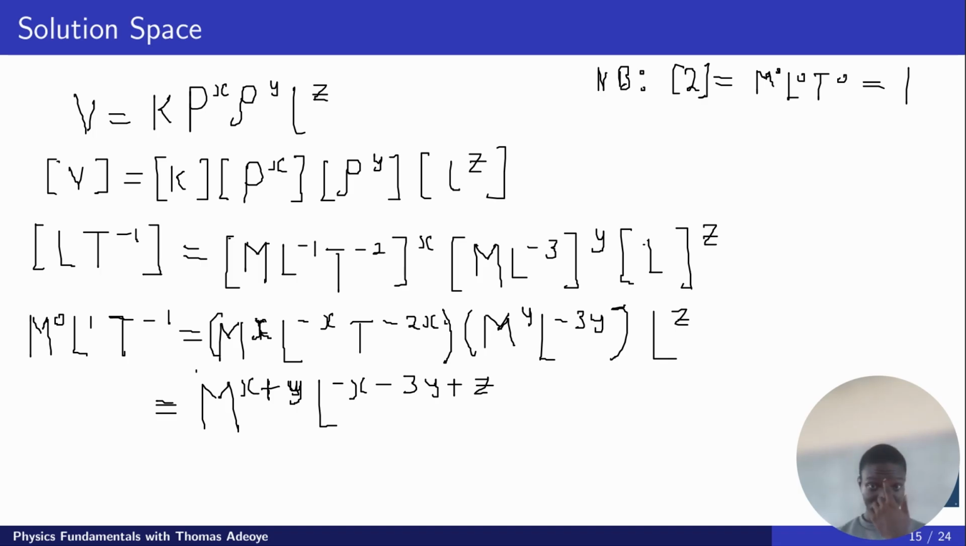And which other thing do we have? For T, T is just T raised to power minus 2x. And here it is M raised to power 0, L raised to power 1, T raised to power minus 1. Now that we have all of this set up, we can now compare both sides of the equation.